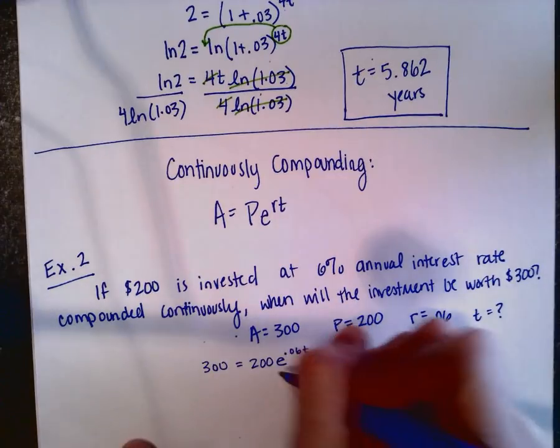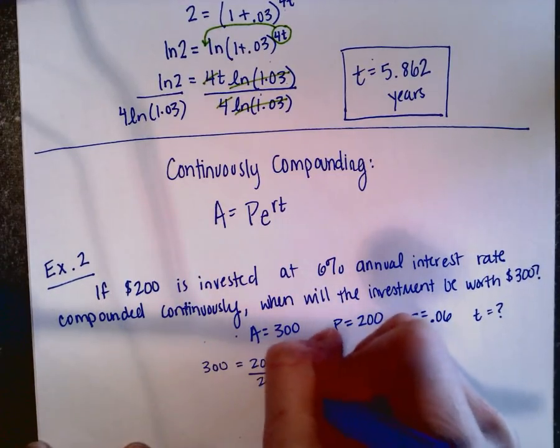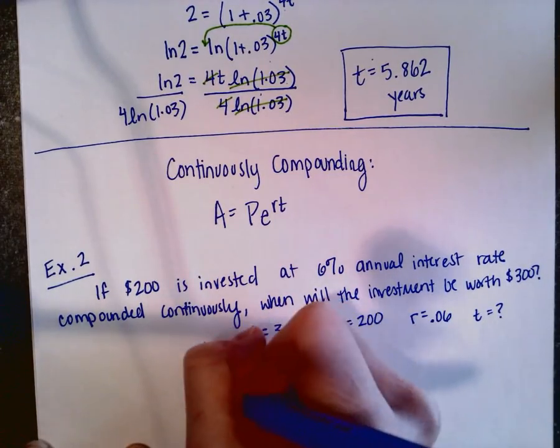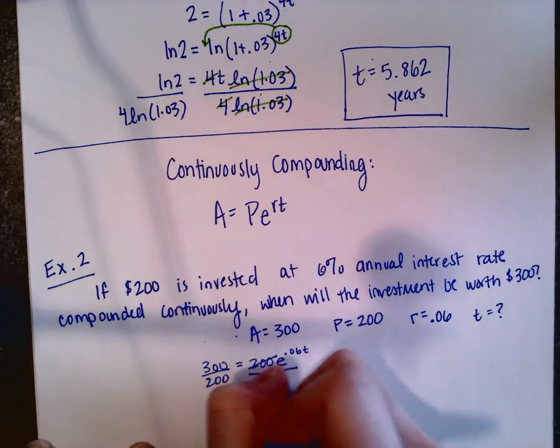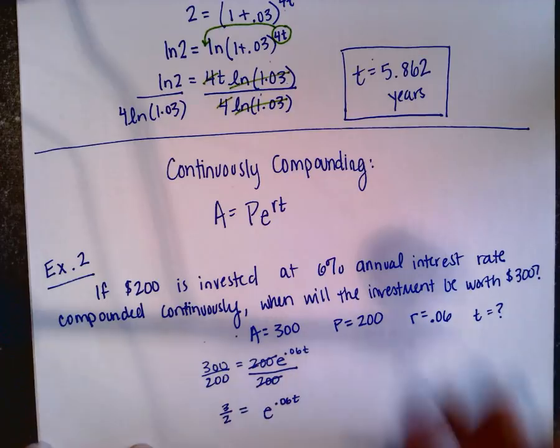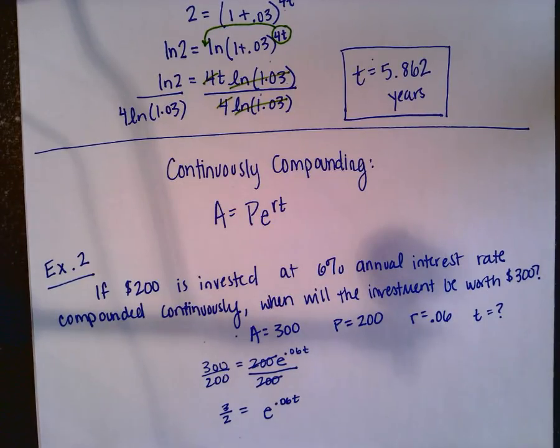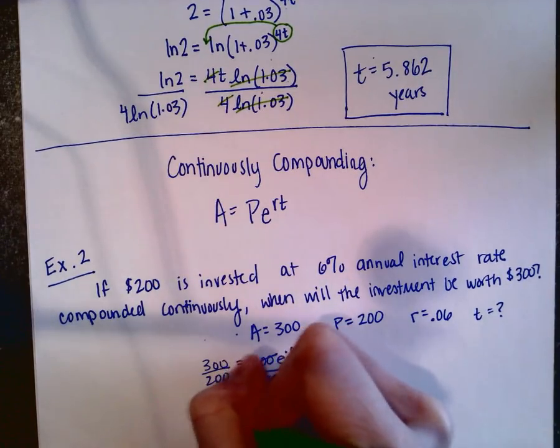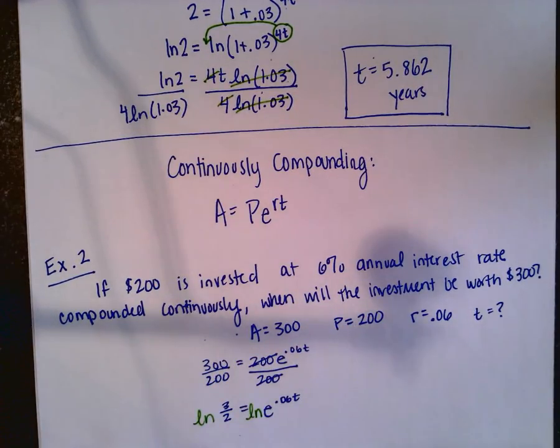So we're going to divide both sides by 200 first. So I get 3 over 2 equals e to the 0.06t. Now, just like the last one, our variable is in our exponent. And anytime we want to get a variable out of the exponent, we need to use logs. So I'm going to natural log both sides here, because I can do anything to an equation as long as I do it to both sides.